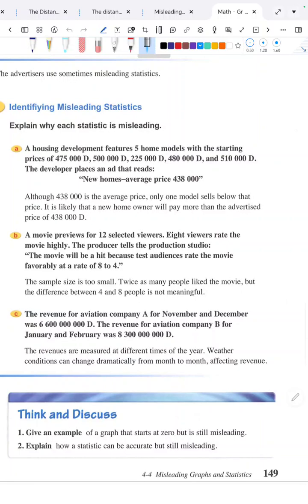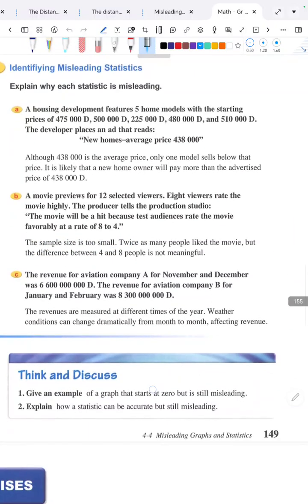When I say this movie is my favorite, is it enough to believe me? Is it the top one? No, because the sample space is too small.